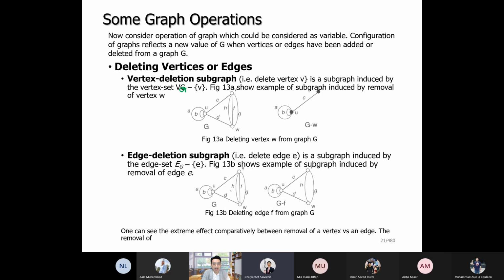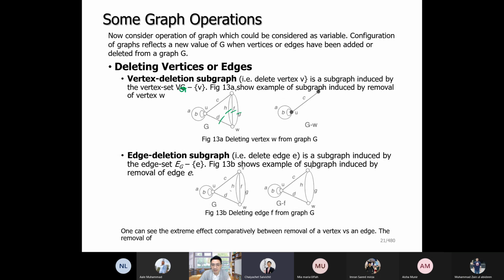So for example, in this one we have U, V, and W. If you delete W, we're going to have the subgraph induced from that deletion. All the links connected to W will disappear as well, and the remaining ones are still included in the induced subgraph. But if it's an edge deletion subgraph, you can see a less severe effect from that deletion. Now we can talk about network vulnerability, which we'll discuss shortly in the next slides.